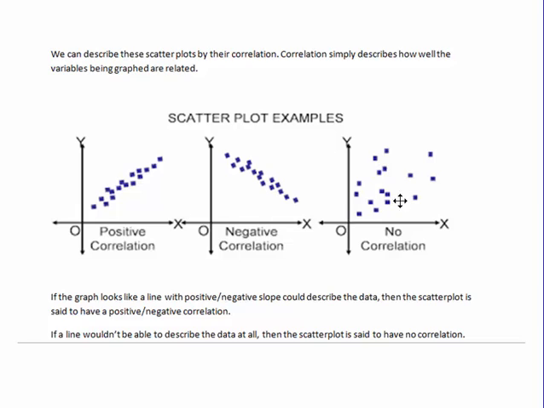And if you tried to put a line here, there's no way we would have a really accurate depiction of the data. So in the situation where all the points are scattered all over the place, there's no real correlation at all. So we would say there's no correlation.